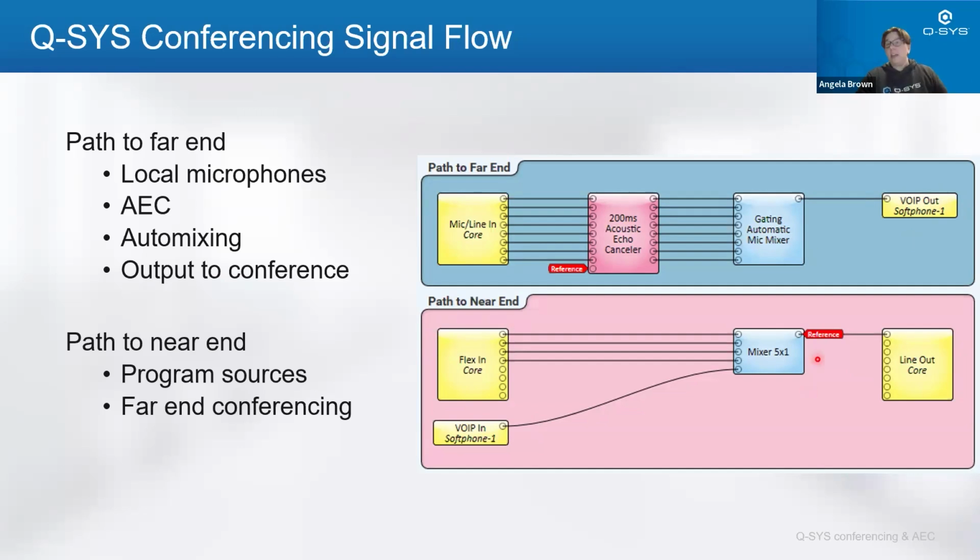And then we have our path in the room. The far end audio comes in. Maybe we have some program audio sources like a laptop input, and all that gets mixed down and goes to our loudspeakers. So far end comes in, mixes in with local sources, goes out to the speakers in the room. Notice how that output to the speakers in the room also becomes our reference signal. Pretty interesting. We're going to talk more about that.